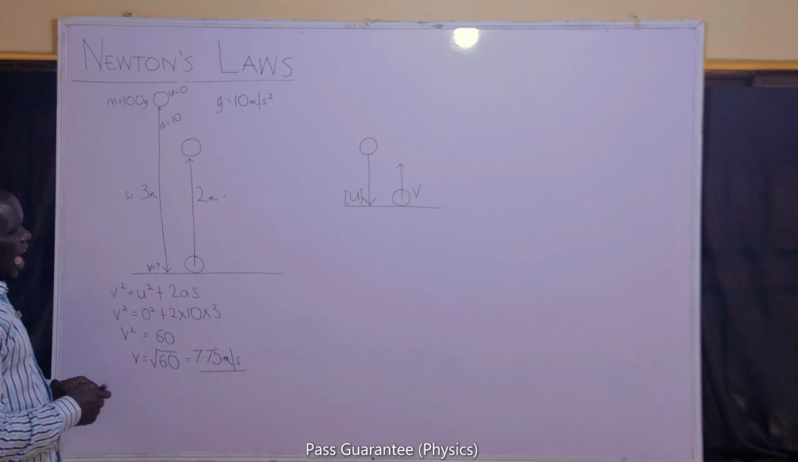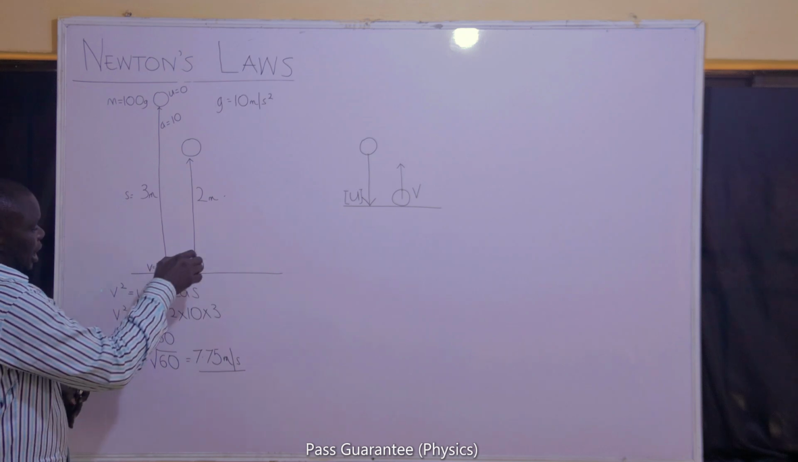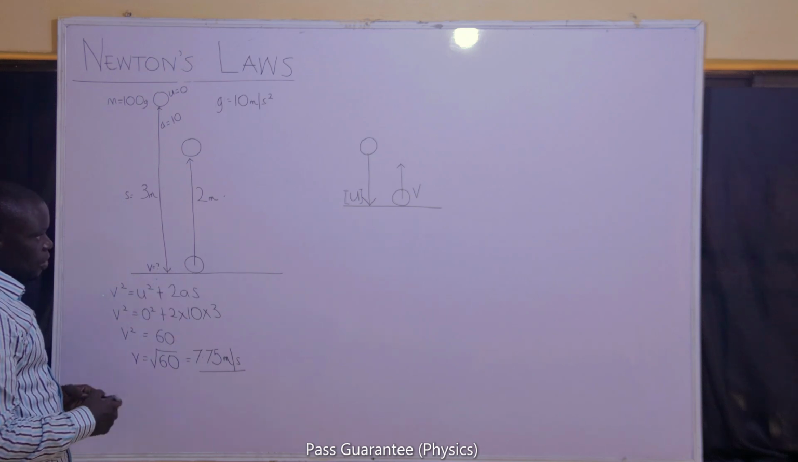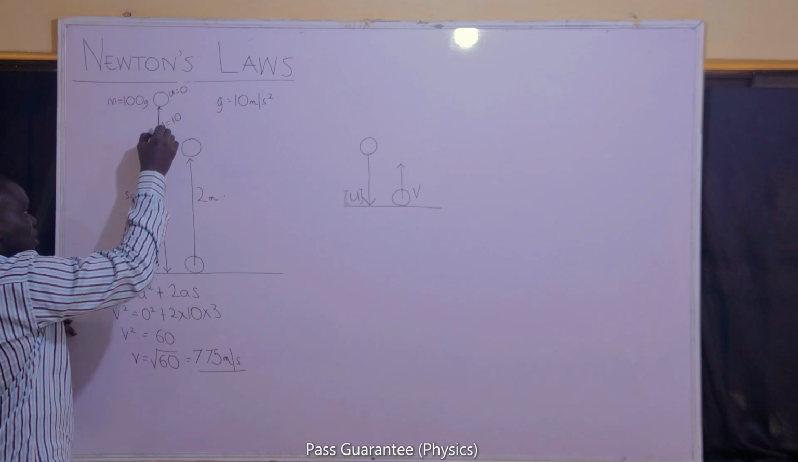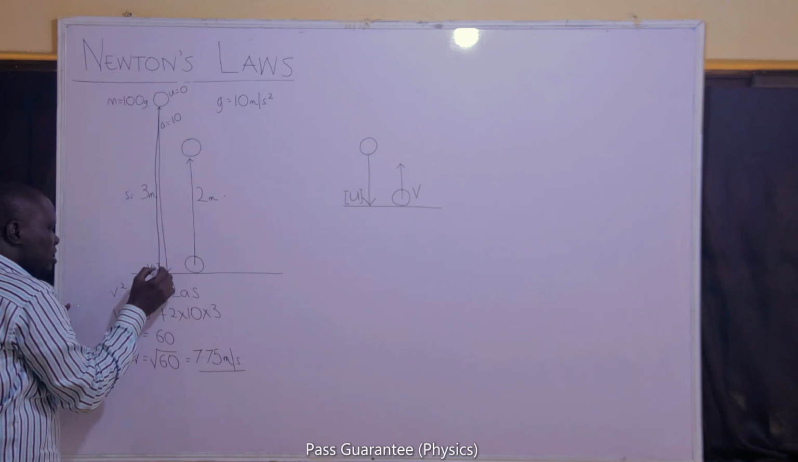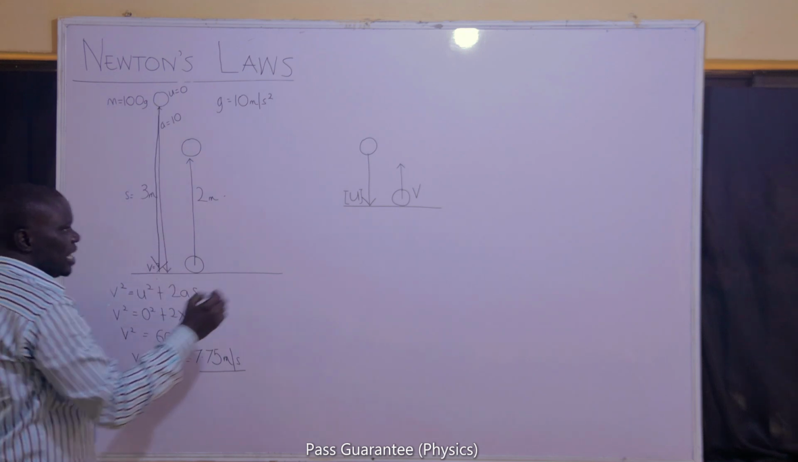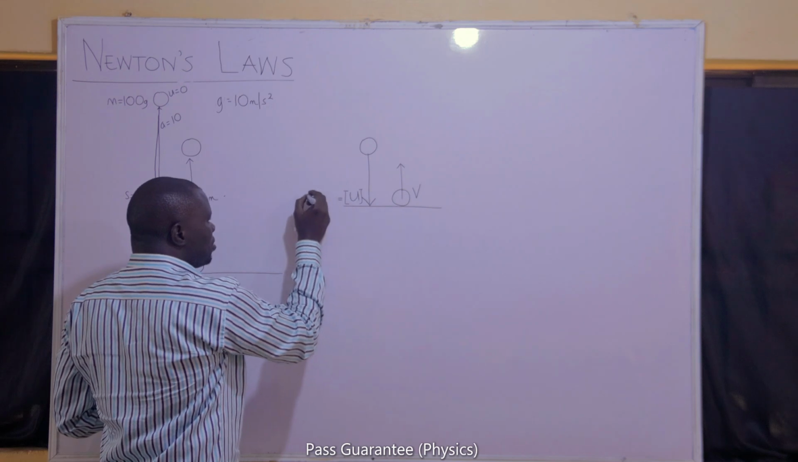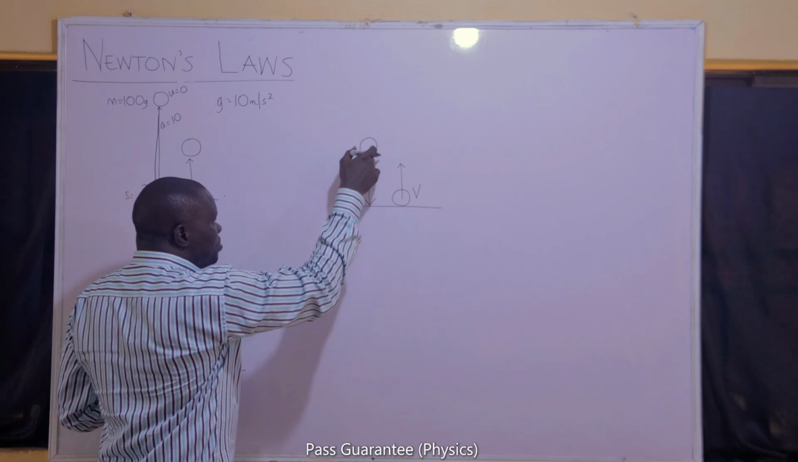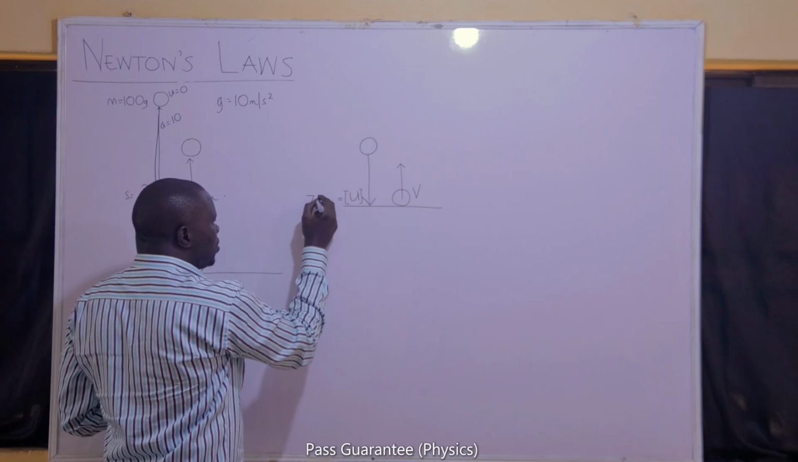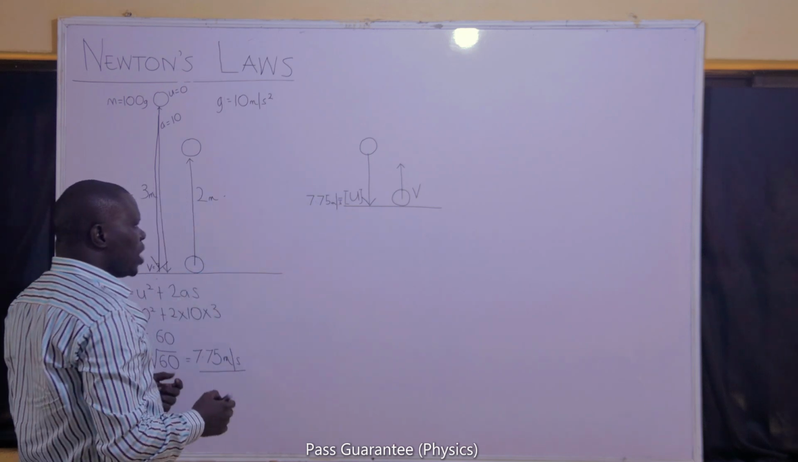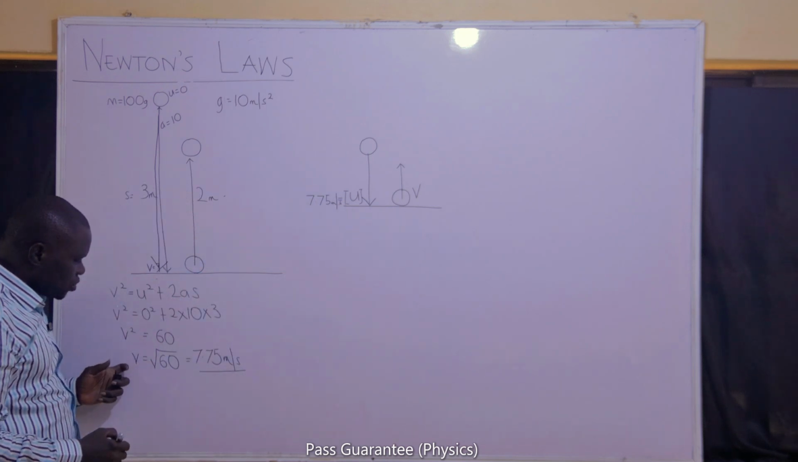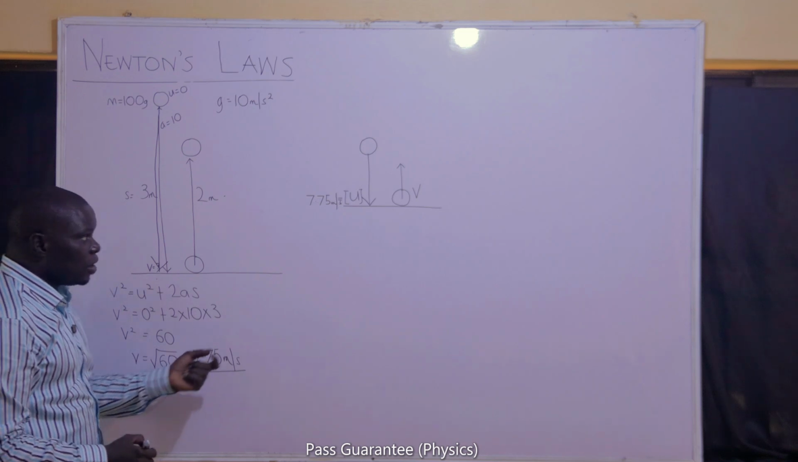Before we go there, what I have just calculated is the velocity with which this object will strike the ground. That is what I will use as my velocity before impact, 7.75 meters per second. You might be a little bit confused about why I represent it with V here and I'm calling it U here.